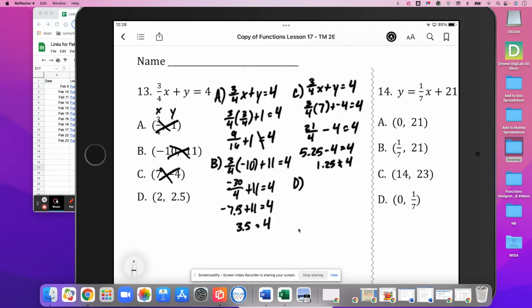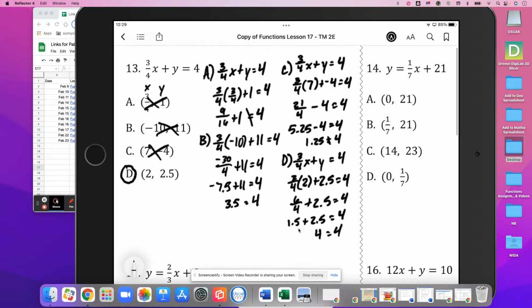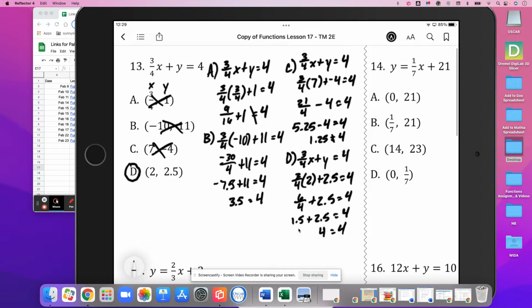Lastly, we've got D. So 3/4 x plus y equals 4. And 3/4 times 2 plus 2.5 equals 4. We'll see if this one works. So 6/4 plus 2.5 equals 4. We're going to have 1.5 plus 2.5 equals 4. And yes, it does. 4 equals 4. So D is the only one that satisfies the function for number 13. Leave that there for a moment before moving on.